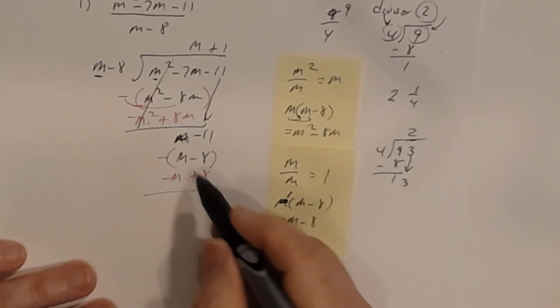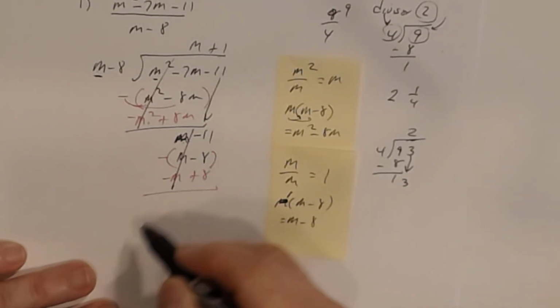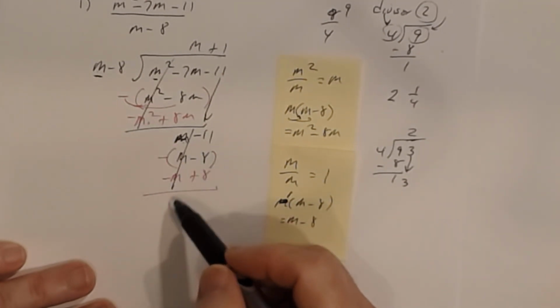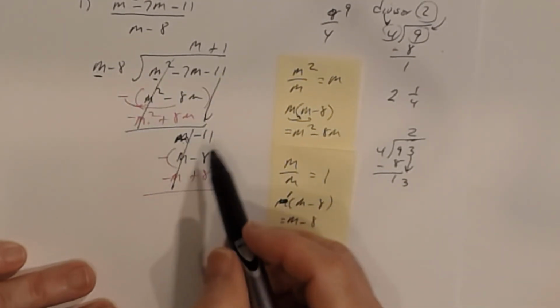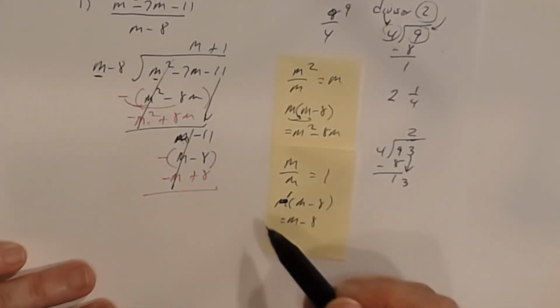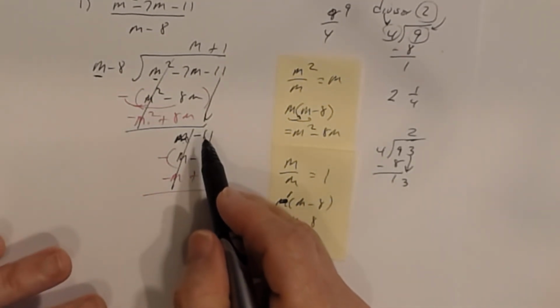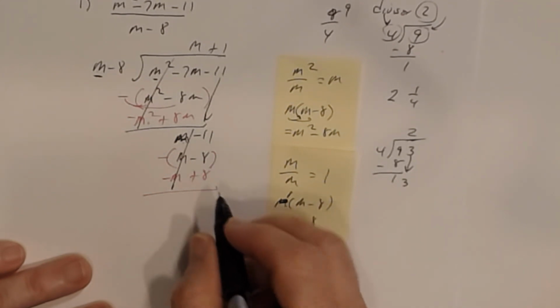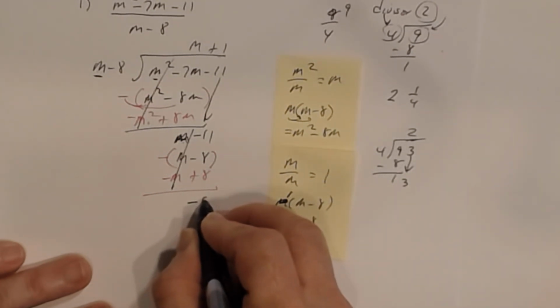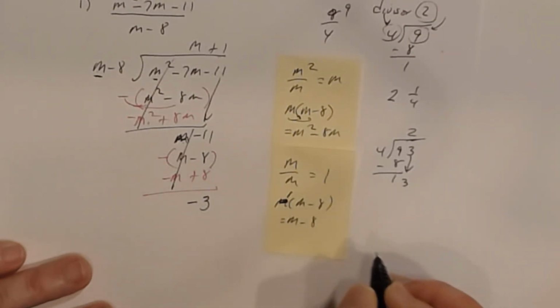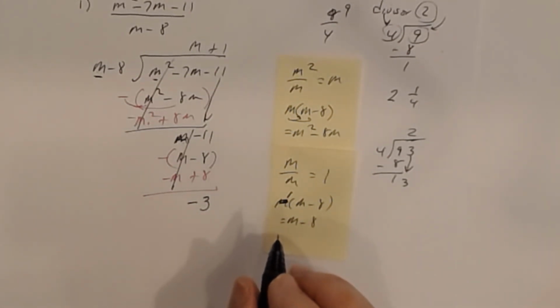Now let's see what we get. M and a negative m is 0. See how these cancel out? Every time we go through this process, process 1, process 2, process 3, and so on if we got to. But look, a negative 11 and a positive 8 is a negative 3. And you're done. Now here's why you're done.